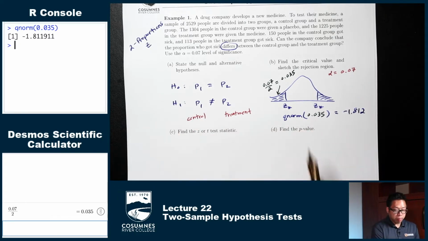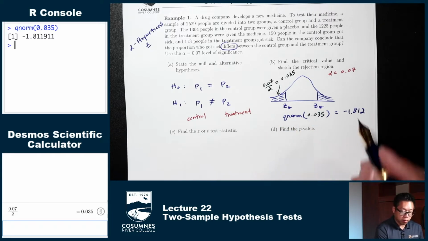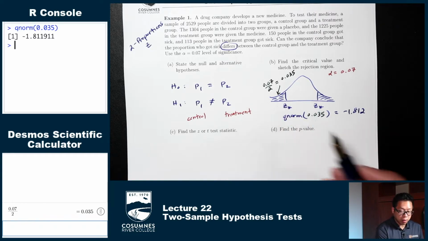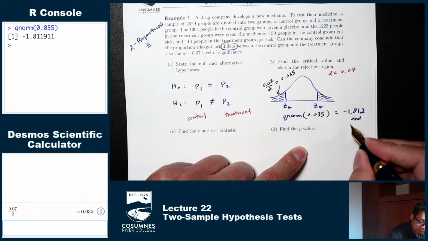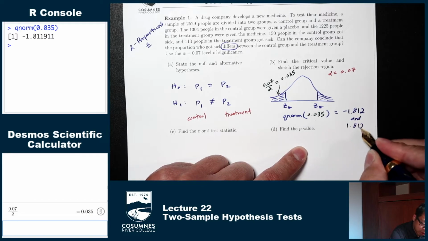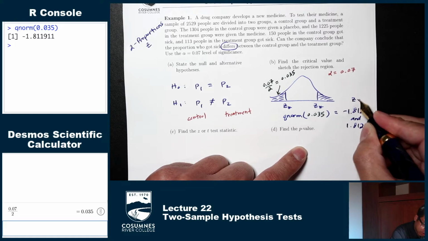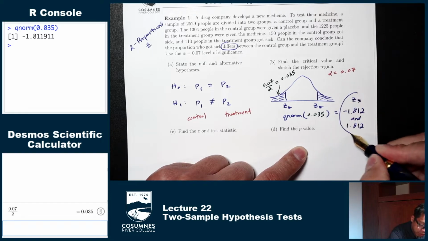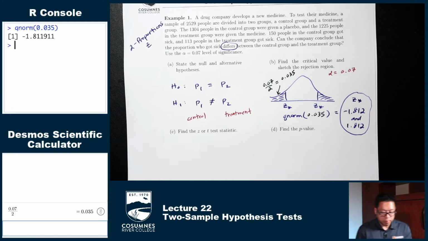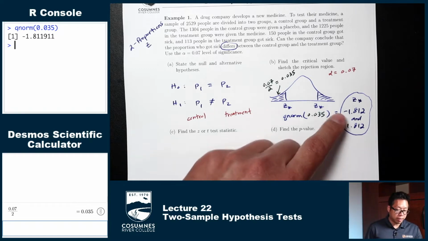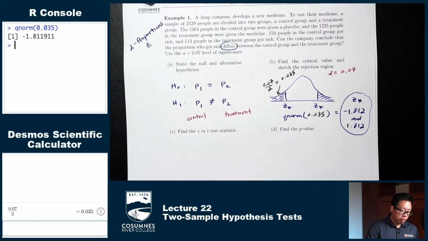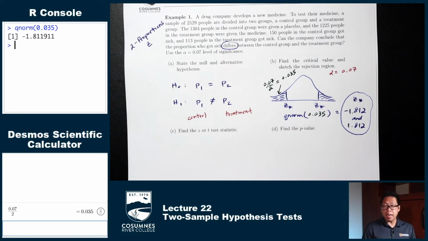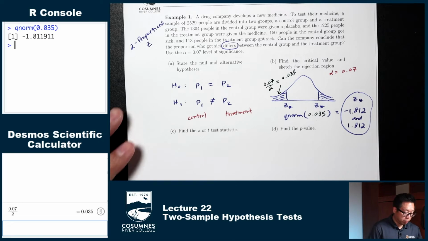So for two tails, I do expect two Z's. So negative 1.812 is the one on the left. The one on the right is going to be the positive version. And these are Z's. Now on your lab, you're going to enter this as negative 1.812, comma 1.812. So part B is the same as the last lecture.